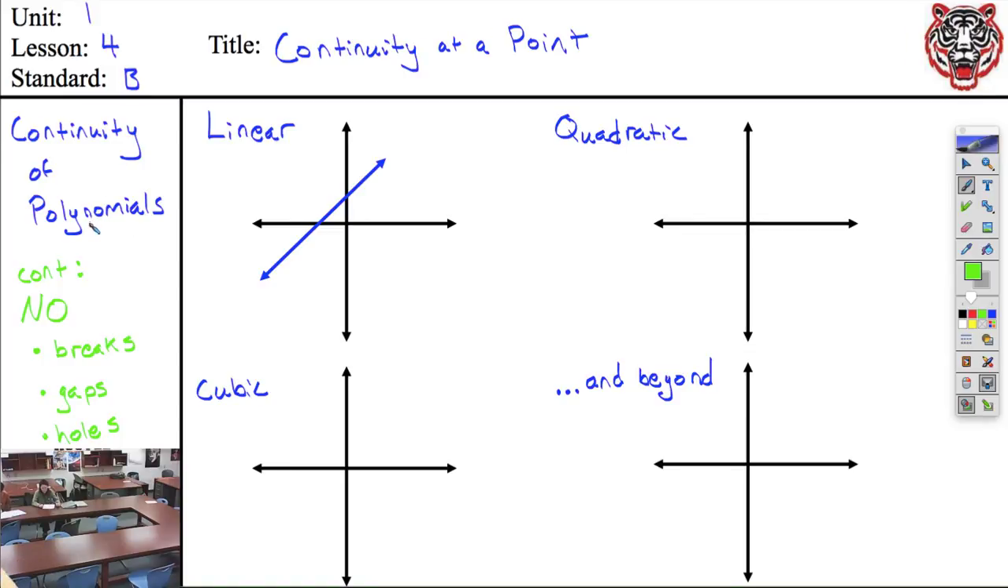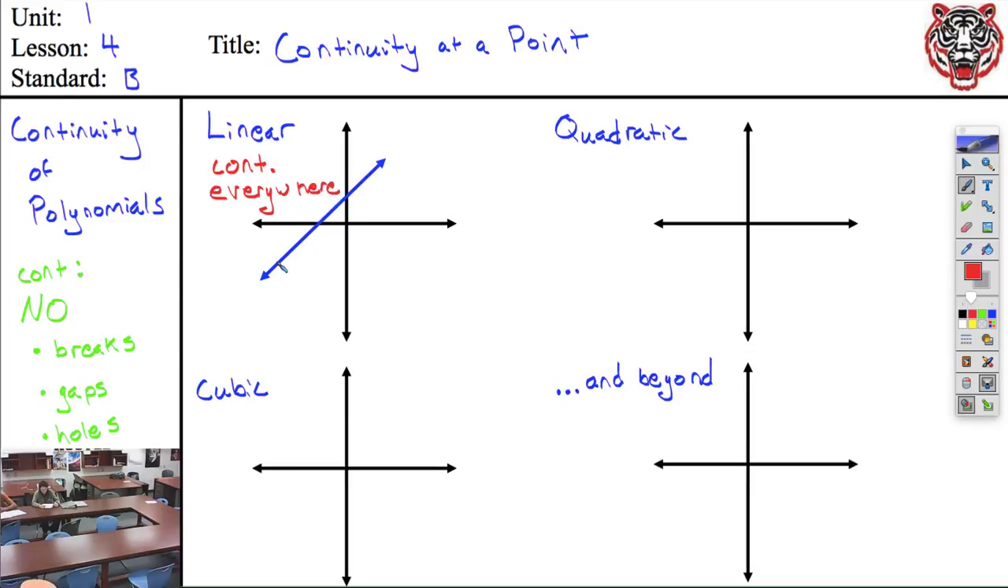So tell me, Arrow, do you think linear functions are continuous? Yes or no? Yes. So a linear function is continuous everywhere. And we're going to abbreviate saying continuous as CONT. It might seem like it's continued, but it's continuous when you're in calculus. So it's continuous everywhere.